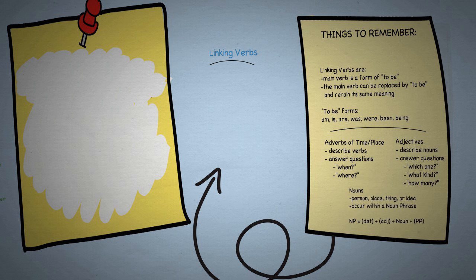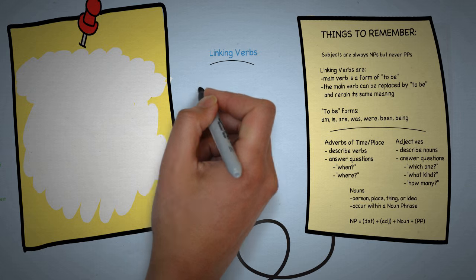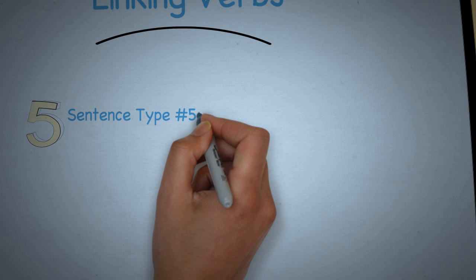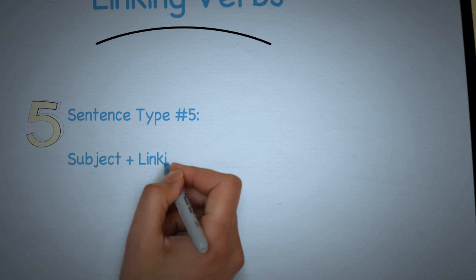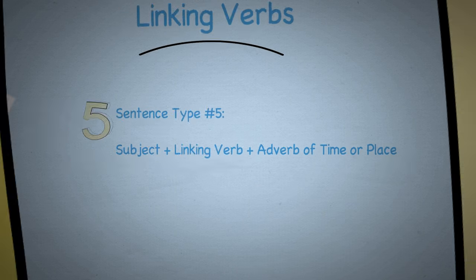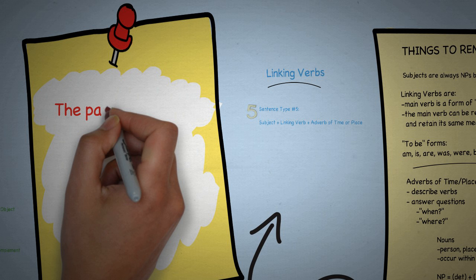The final thing is a noun or a noun phrase in the predicate that renames the subject, that just restates what the subject is. It's important to point out that even though the predicate part of the sentence is going to look different than with an action verb, both with action verbs and linking verbs, the subject remains a noun phrase and will never be a prepositional phrase. So that piece of the puzzle remains the same regardless of whether we're talking about action or linking verbs. Our fifth sentence type that we're going to look at is a subject followed by a linking verb followed by an adverb of time or place.